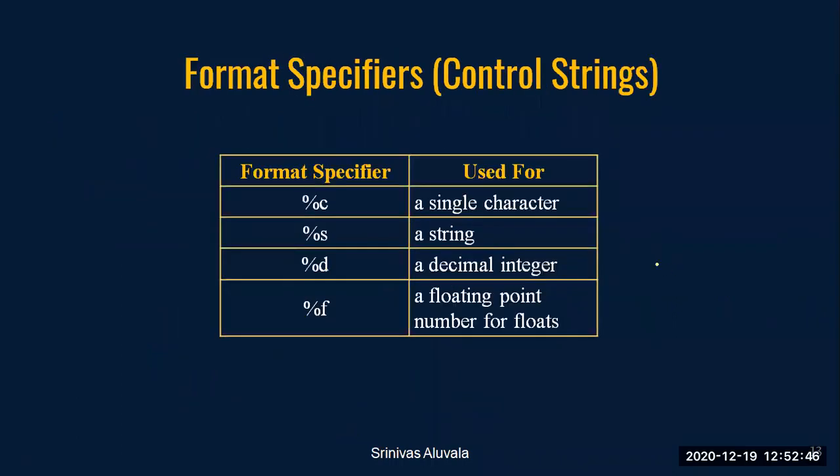Okay, and moving ahead to the control strings or format specifiers to know for ourselves. For characters we use %c, for strings we use %s, for integers we use %d, and for floating point or decimal values we use %f.